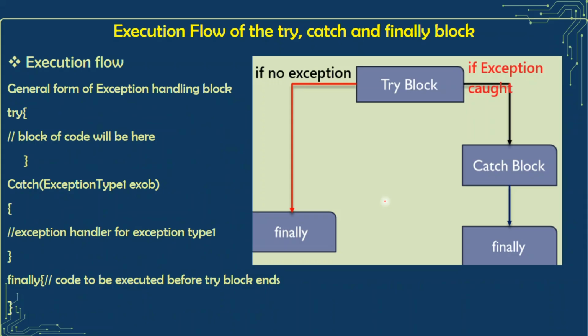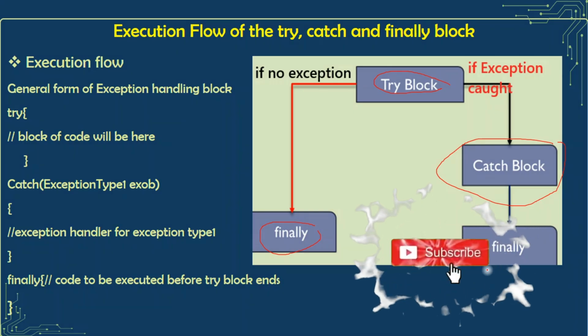So let's see the exception flow of the try, catch, and finally blocks. We have a try block right here. If no exception is thrown inside the try block, directly the code which resides in the finally block will be executed. What if an exception is thrown in the try block? If an exception is thrown in the try block, the corresponding catch block which matches the thrown exception will be executed. The code under this catch block will be executed, and finally the code which resides in the finally block will be executed.